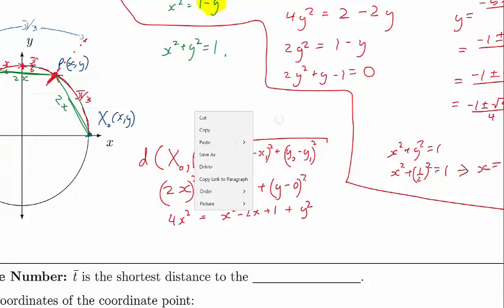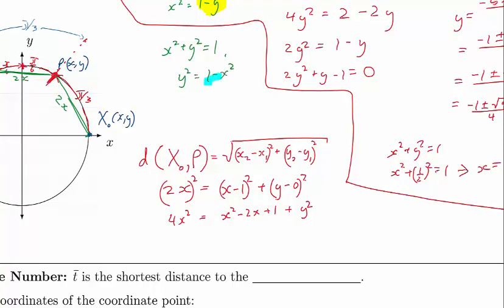Solve that for y squared this time, and we get y squared equals 1 minus x squared. We're going to substitute that in, and you wind up with 4x squared equals x squared minus 2x plus 1 plus 1 minus x squared. Okay, so it should be obvious that we're going to get essentially the same answer as before, except with an x instead of a y.